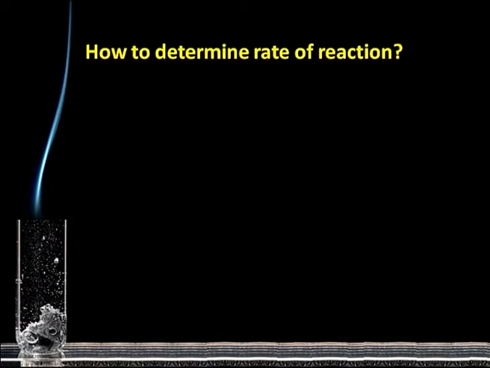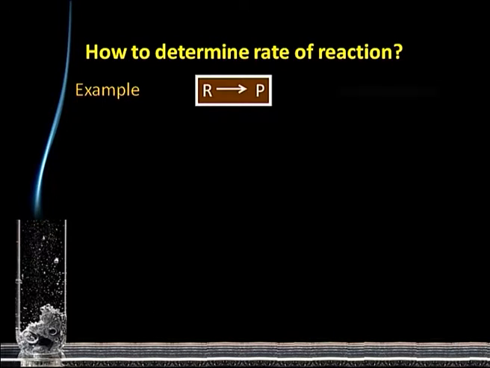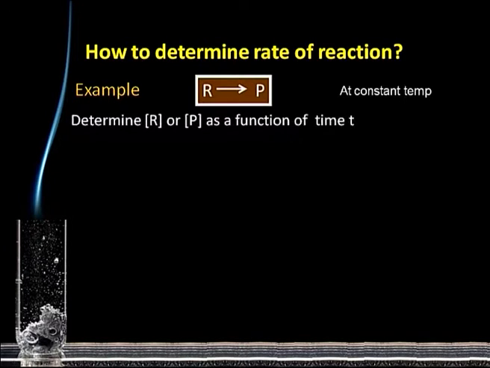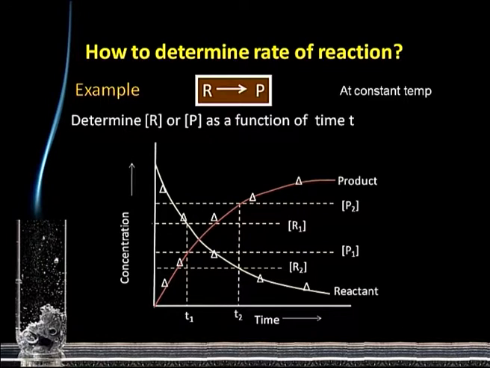How to determine the rate of a reaction? Consider a simple reaction, reactant R gives us product, and we know that the temperature has to be kept constant when we study the rate of reaction. What do we do? We determine the concentration of R, the reactant, or that of the product during the course of the reaction at stated intervals of time, after 10 minutes, 20 minutes, 30 minutes, etc., depending on how fast or slow the reaction is. And we get a plot like this.